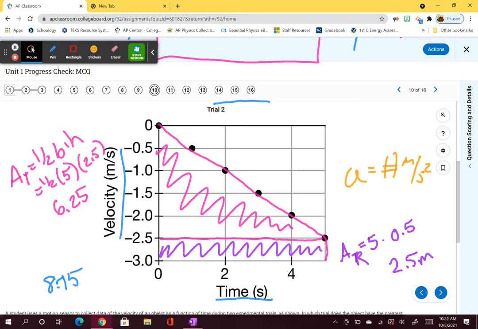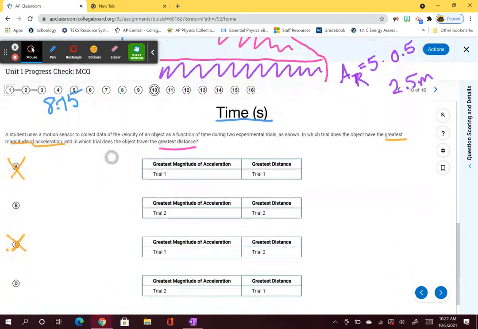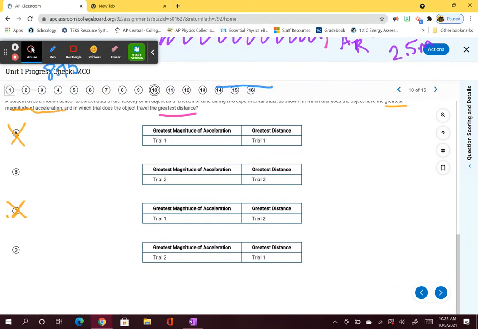So your trial 1 is able to go faster. So your answer is D. Trial 2 has a greater acceleration, but trial 1 is able to go further, not faster. It's able to go further. There you go.